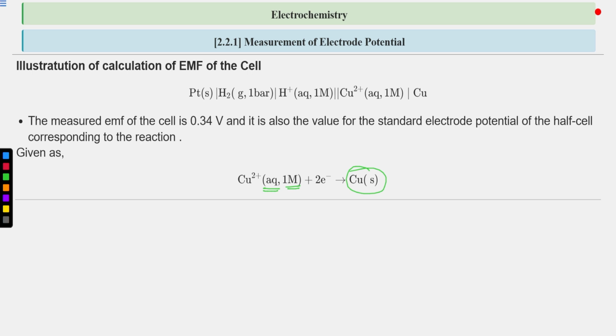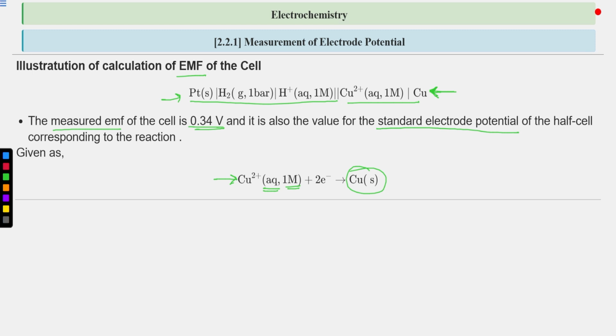Okay, so first of all, we are illustrating how you can calculate the EMF of the cell using the SHE. Now, we have a cell representation in which the left half cell is SHE and the right half cell is for copper, right? So the measured EMF for this cell is 0.34 volt, which is positive, and it is also the value for the standard electrode potential of the half cell corresponding to the reaction Cu2+ plus 2 electrons, giving us Cu, because the copper half cell is our right half cell in the cell representation.